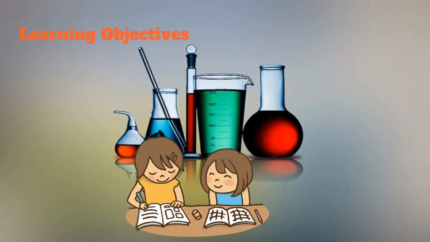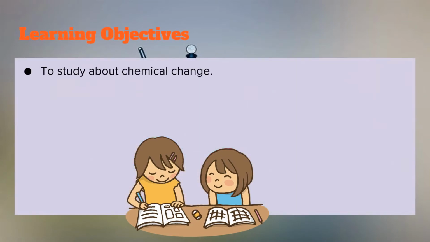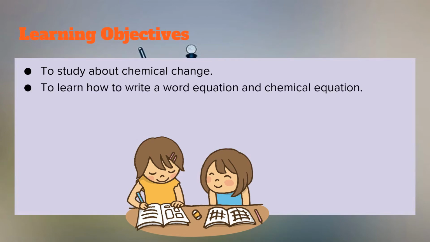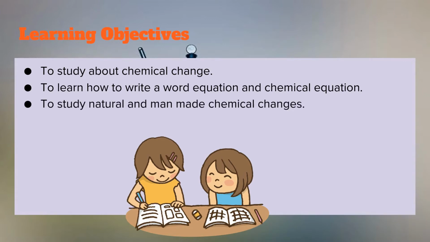The learning objectives for this session are to study about chemical change, to learn how to write a word equation and a chemical equation, to study natural and man-made chemical changes, and to study about bond formation.